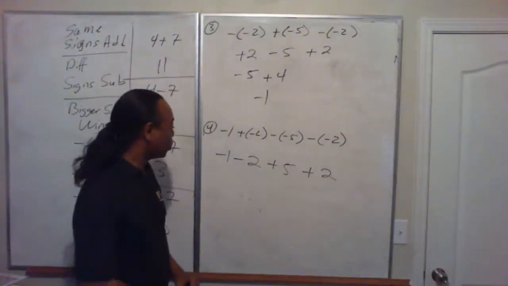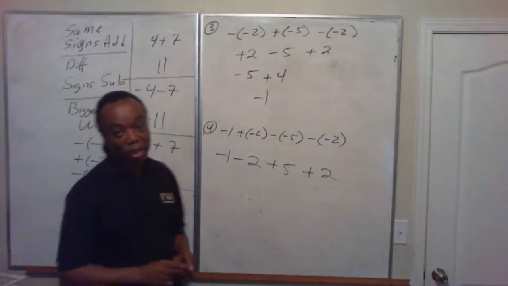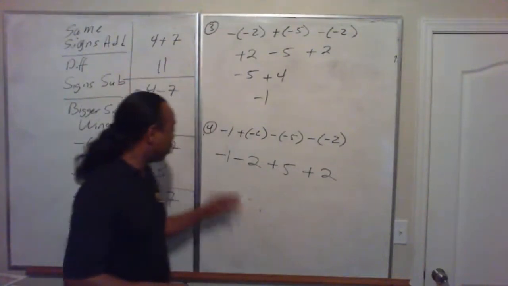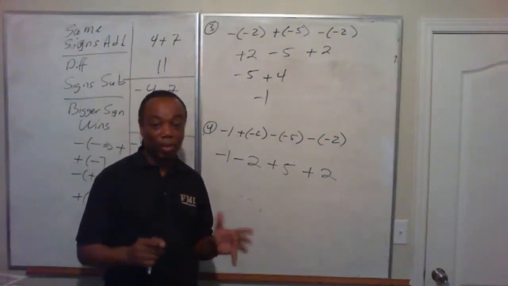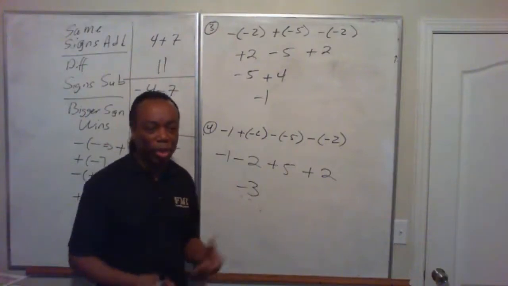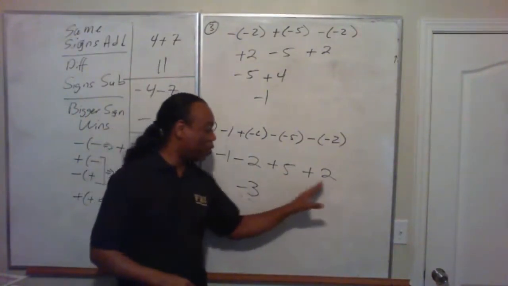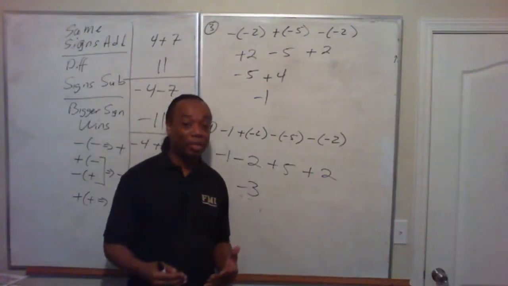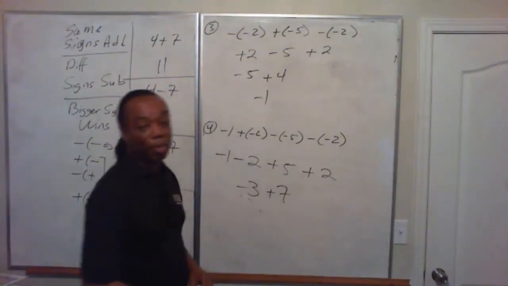Okay. So now I'm going to work on combining all my negatives together because same signs add. I have a negative 1 and a negative 2. Those are combined. It's going to add together to become a 3. The bigger sign, of course, wins, so it's negative 3. So negative 2 and negative 1 become negative 3. Our positives are the 5 and the 2. They're going to add together and become a 7. In particular, positive 7.